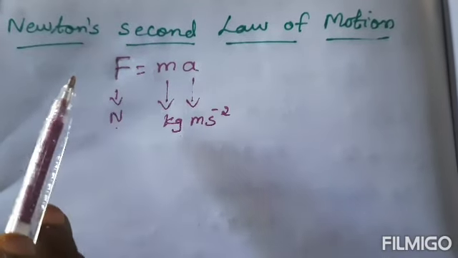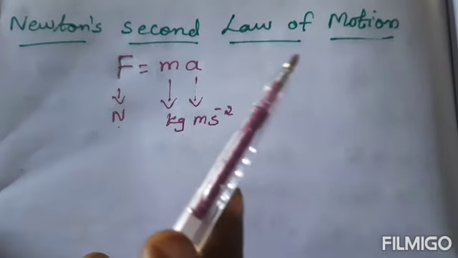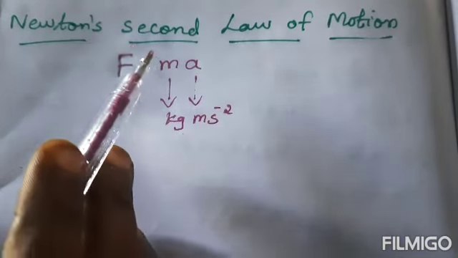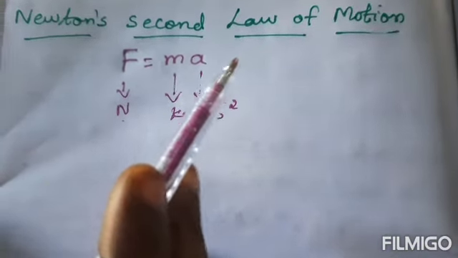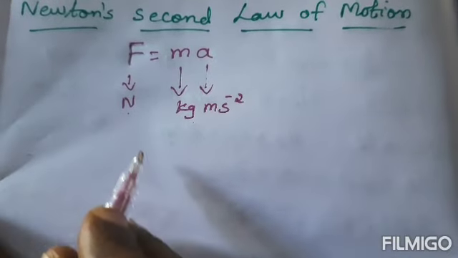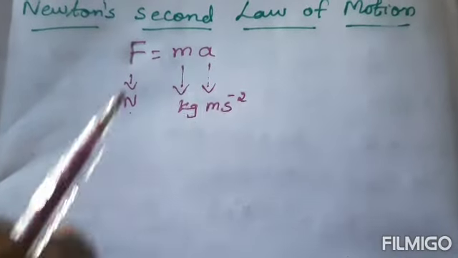Important question: derive F equal to ma, or derive Newton's second law of motion. This is the question. First you have to write the definition for Newton's second law of motion. After that you have to derive. Okay. First we can see the derivation. After that, by using this derivation, we can learn the law.